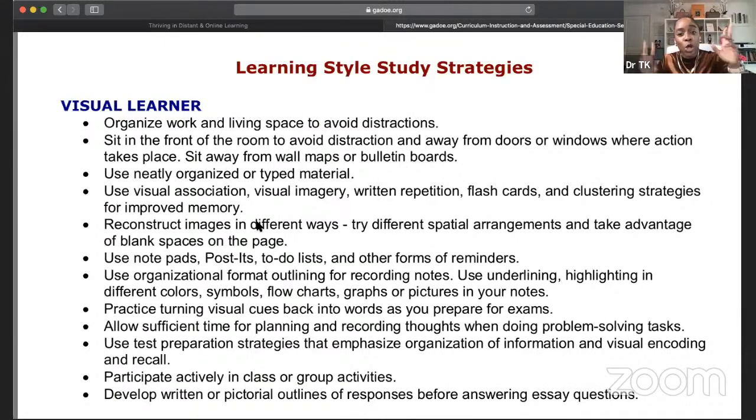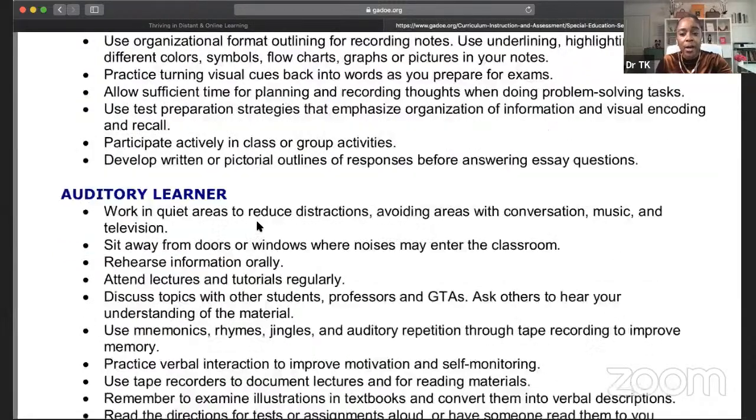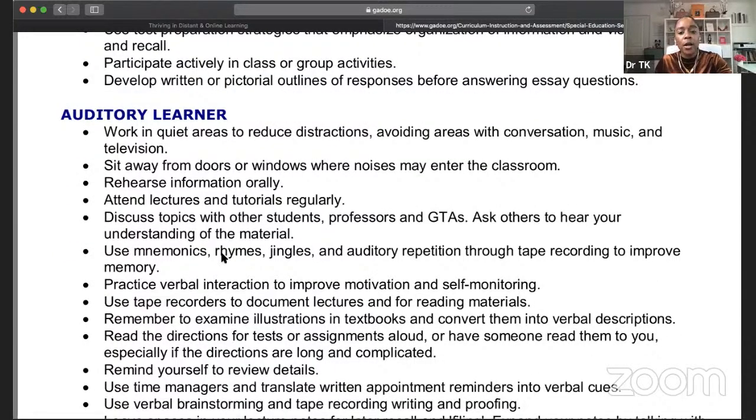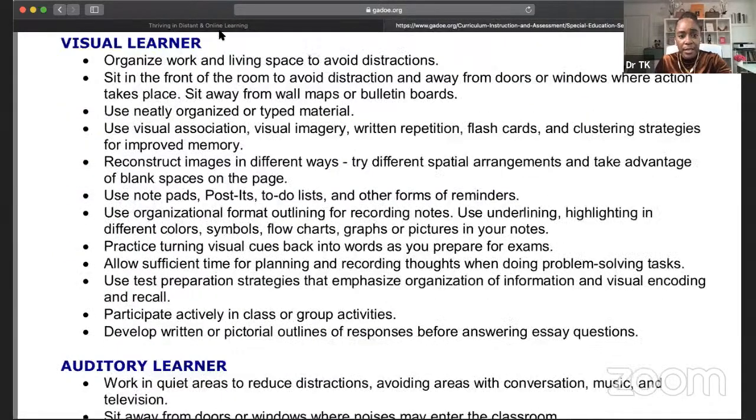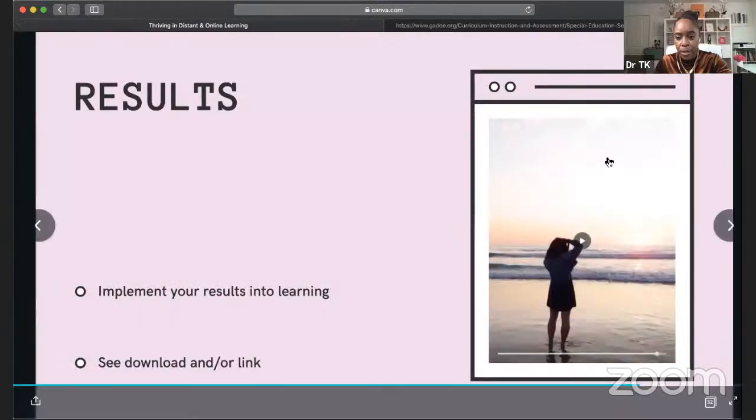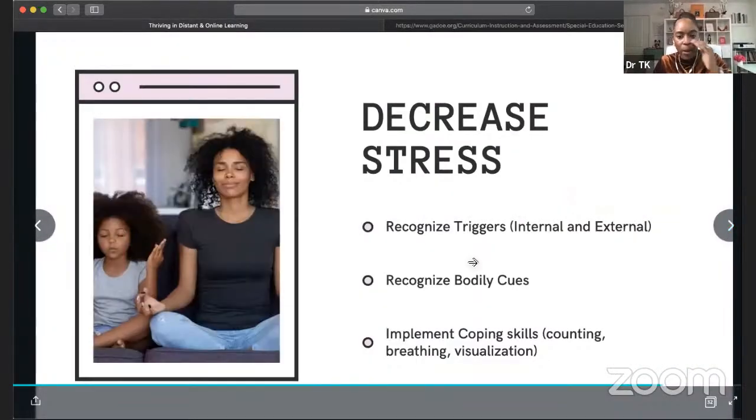But I want you, as your homework, to read through this sheet based off of your learning style, also if you're a parent, so that you can start implementing these tactics, okay? So we have a few minutes left.